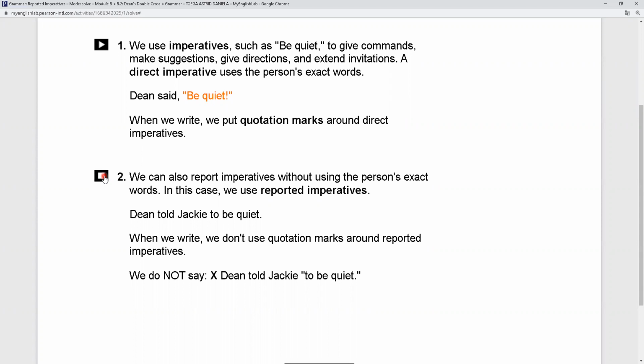We can also report imperatives without using the person's exact words. In this case, we use reported imperatives. Dean told Jackie to be quiet. When we write, we don't use quotation marks around reported imperatives.